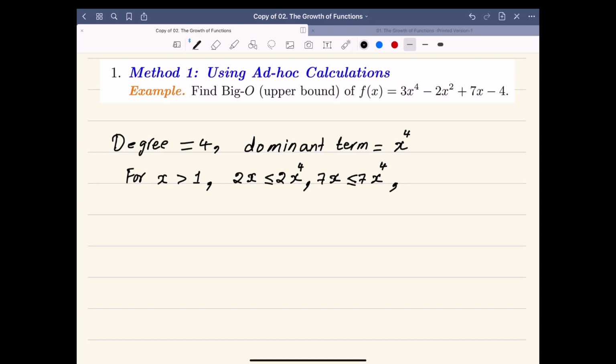Now for the constant 4, you know that for x greater than 1, 1 is less than or equal to x raised to power 4. Multiply both sides by 4, so 4 is less than or equal to 4x raised to power 4. Now the definition for big O says f of x is less than or equal to c multiplied by g of x for all x greater than k. And here we have three missing parameters: c, g of x, and k.